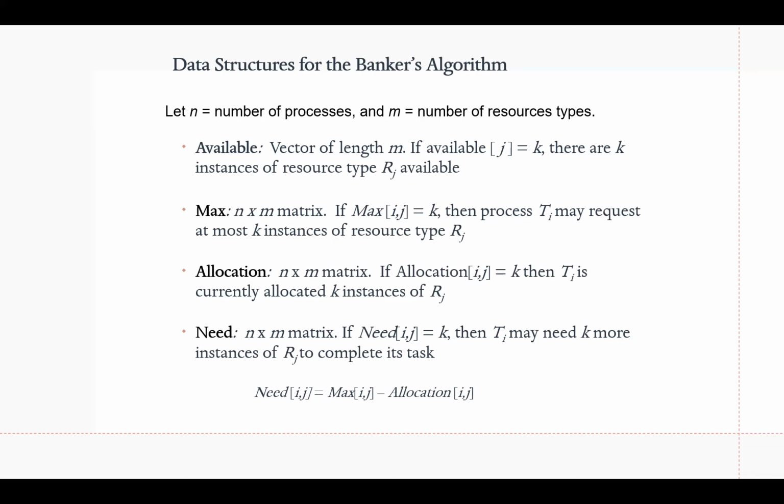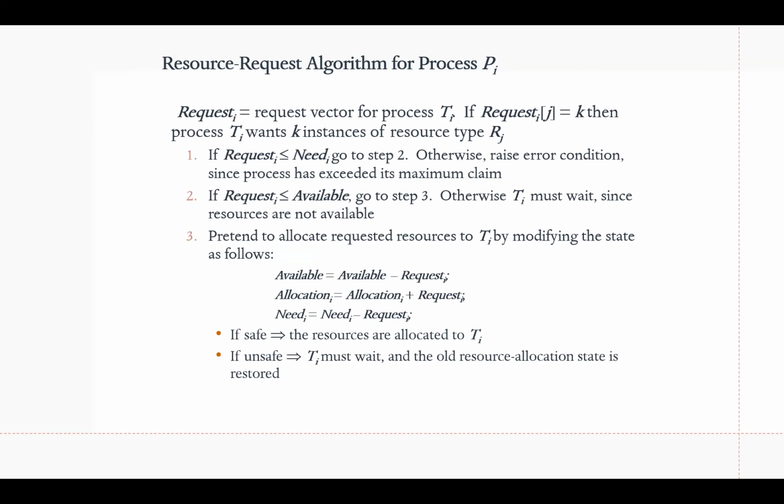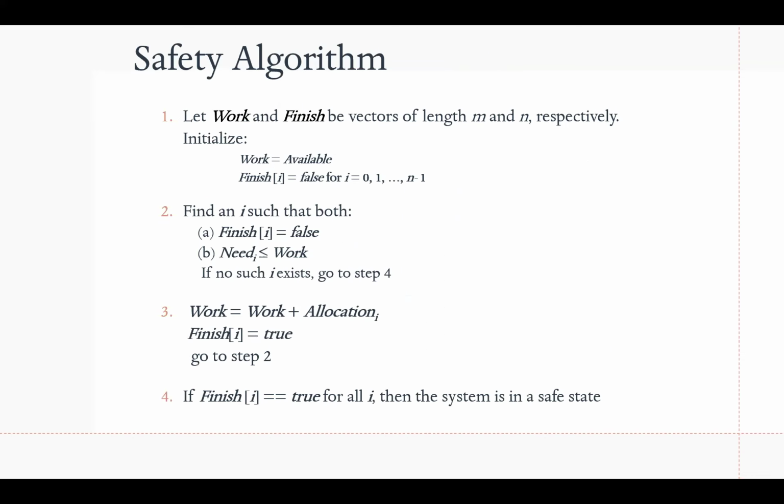Along with these data structures, the banker's algorithm implements two sub-algorithms. The first one is the safety algorithm and the second one is the resource request algorithm for a particular process. Okay, we'll see both of these algorithms. First one is the safety algorithm. The safety algorithm is to check whether the system is in a safe state or not.